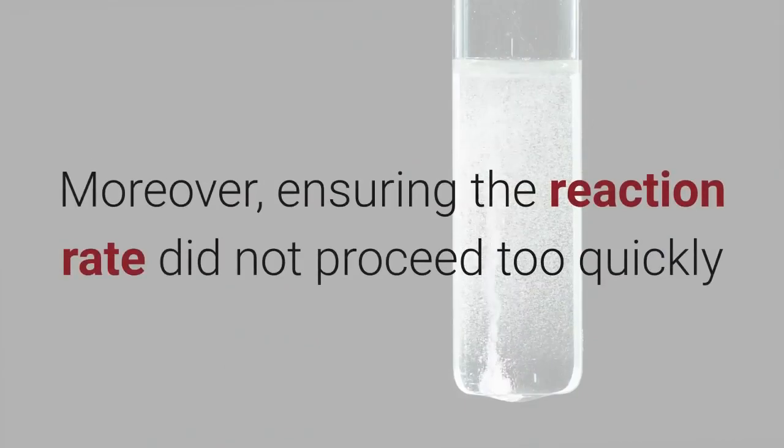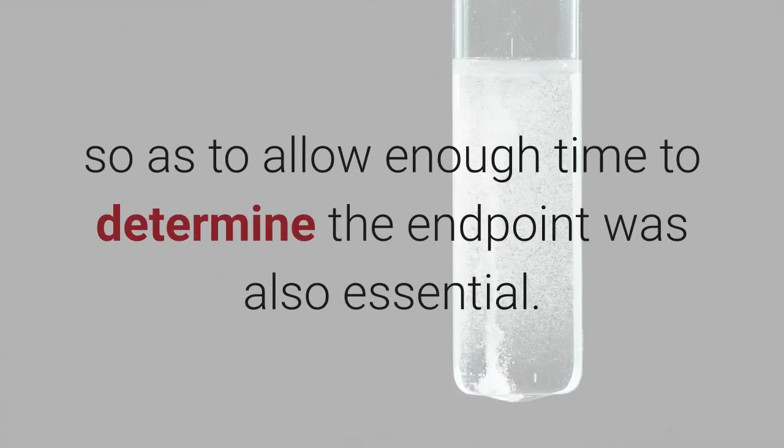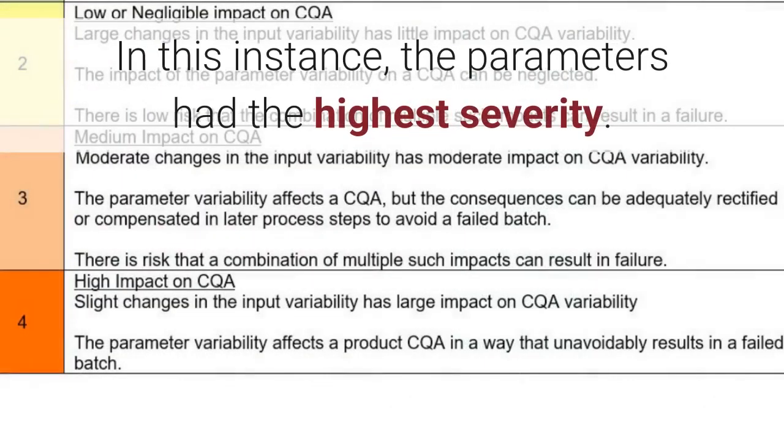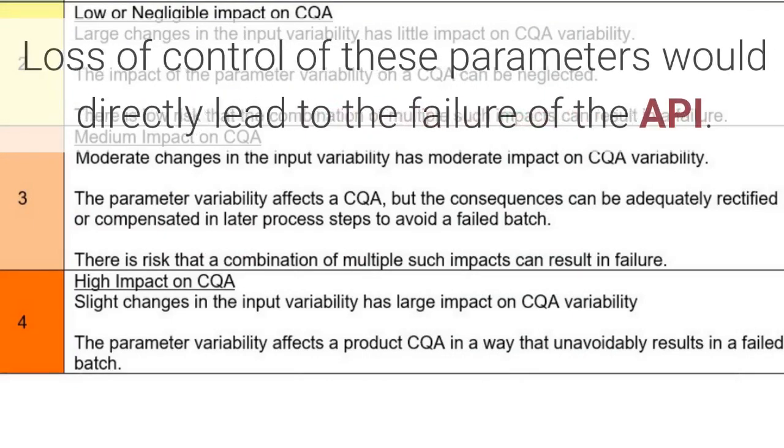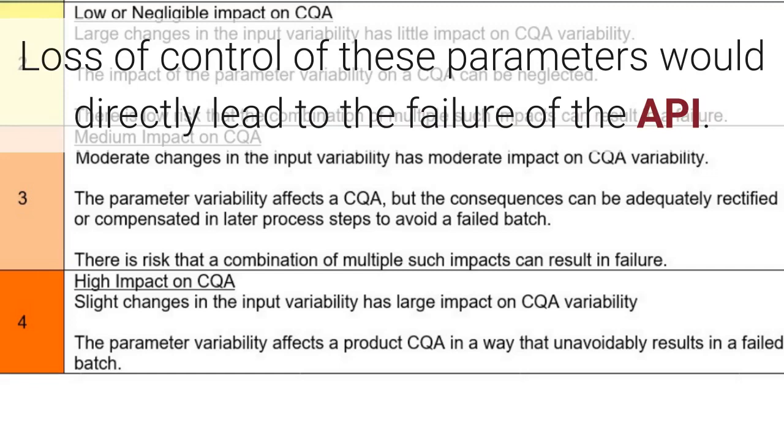Moreover, ensuring the reaction rate did not proceed too quickly, so as to allow enough time to determine the endpoint, was also essential. In this instance, the parameters had the highest severity. Loss of control of these parameters would directly lead to the failure of the API.